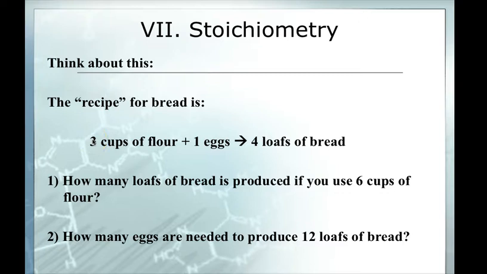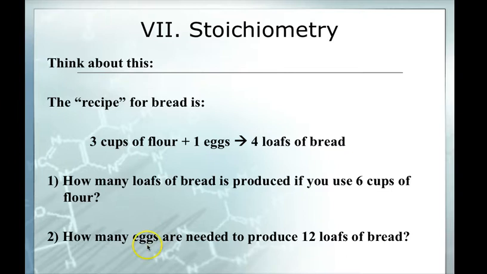Well, it's relatively simple. Obviously, if we start out with 3 cups, but we end up using 6, we've now doubled the cups of flour. If you double the cups of flour, that means that you would have to double everything else in the recipe. So if we used 6 cups of flour instead of 3, we would then need 2 eggs, and we would be able to produce, of course, twice as many loaves of bread. We would be able to produce 8 loaves of bread.